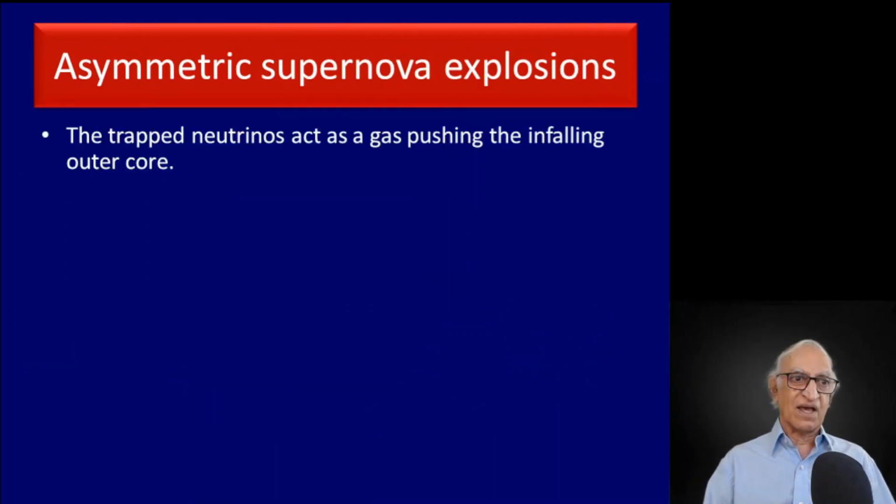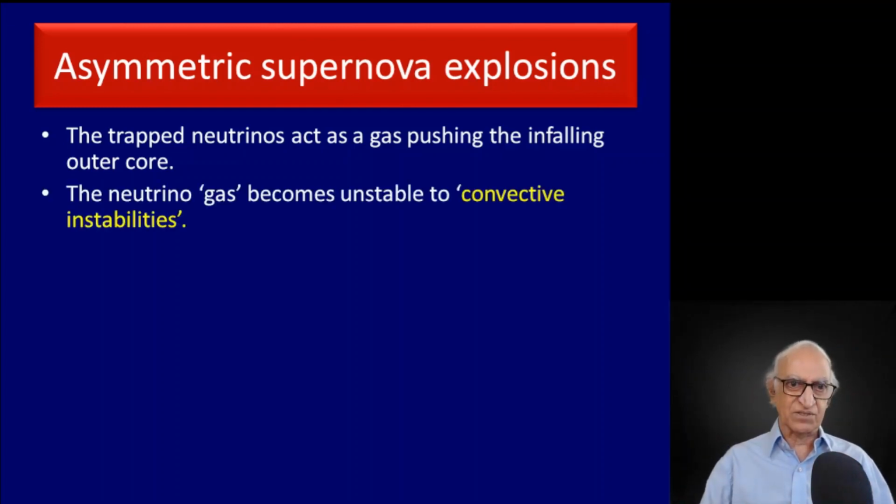Now, these trapped neutrinos are pushing the infalling outer core. So you have a light fluid pushing a heavy fluid. We'll come back to this toward the end of this lecture. This results in what is known as Rayleigh-Taylor instability. The light gas pushes heavier gas. The lighter gas becomes unstable to convective instabilities. These are known as Rayleigh-Taylor instabilities. So convective cells form inside the collapsing core.